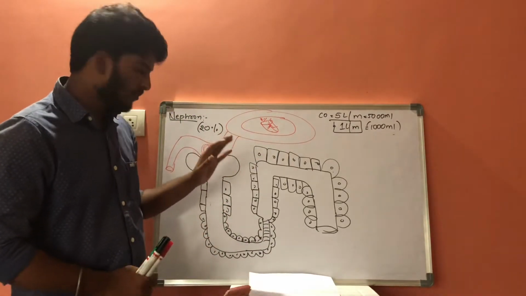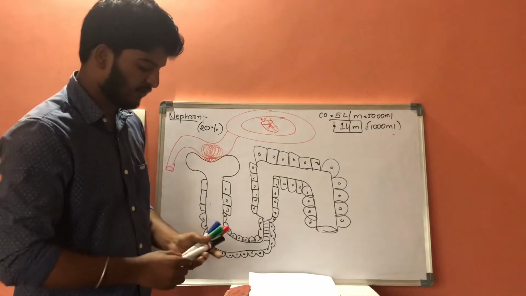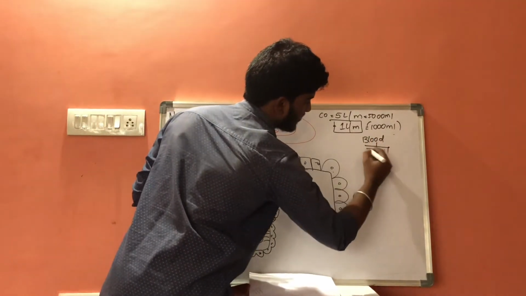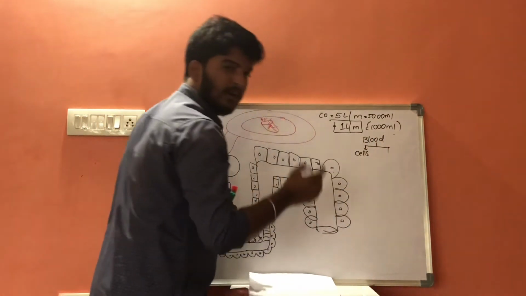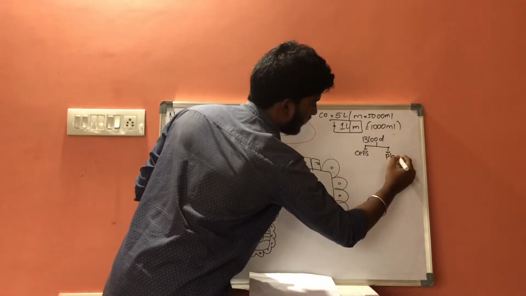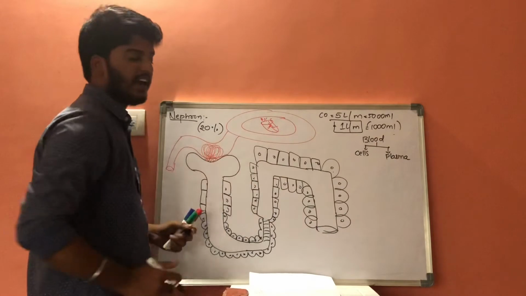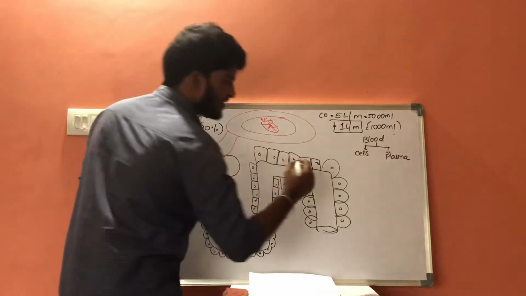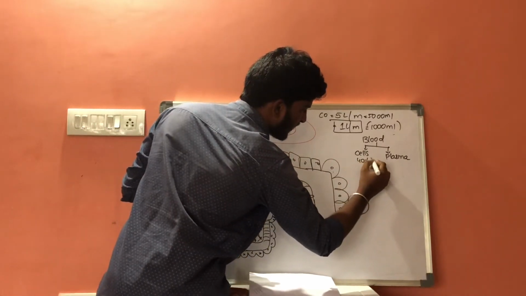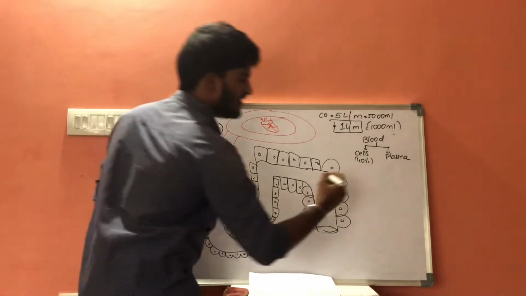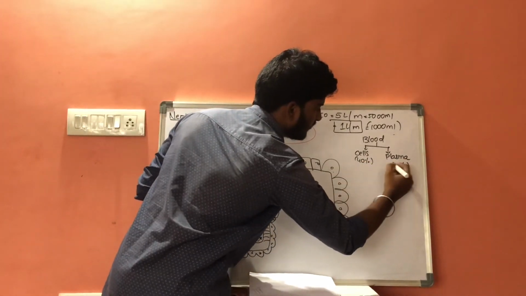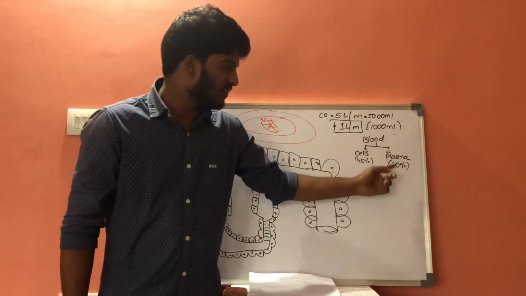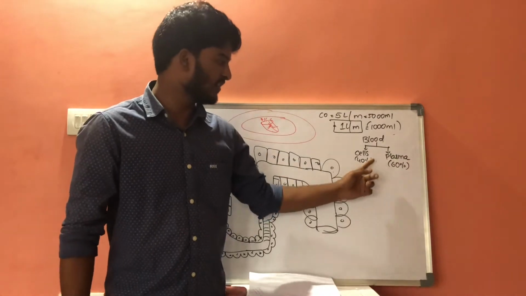whatever blood is coming towards the nephrons is composed of two components. Blood is made up of cells and plasma. So in normal blood, cells are 40%, whereas plasma is 60%. Our blood is composed of cells as well as plasma. Out of that, 60% is plasma, whereas 40% is cells.